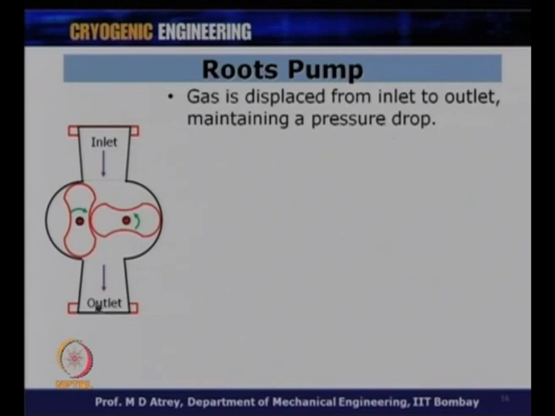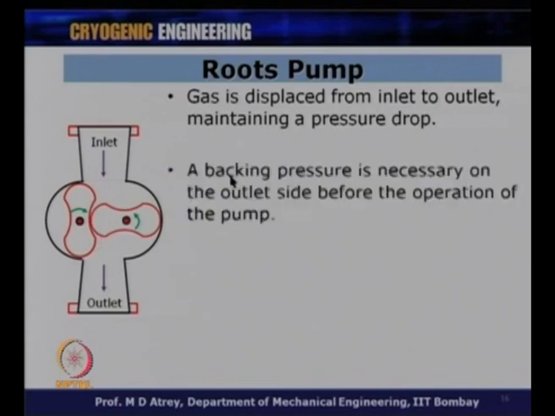So, the movement of the gas is going to happen because of the pressure drop that exists across the inlet and outlet. The gas is going to get compressed while traveling through this, and normally the compression ratio could be of the order of 10. Sometimes, if you want high flow rates, or if you want to create low vacuum, a backing pressure is necessary on the outlet side before the operation of the pump, so that you can create a pressure difference across, and these pumps can be put into operation, by which you can really reach lower vacuums also.